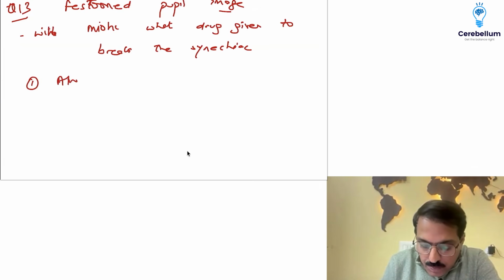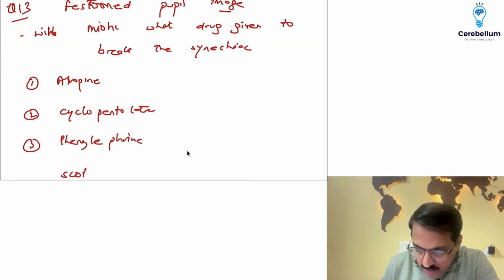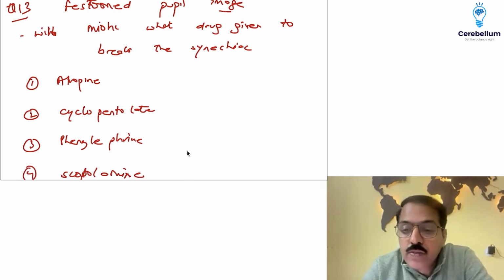One was atropine. Second was cyclopentolate. ठीक है. One was phenylephrine. And one I think was scopolamine. है ना. One was scopolamine. I think these were the 4 options.